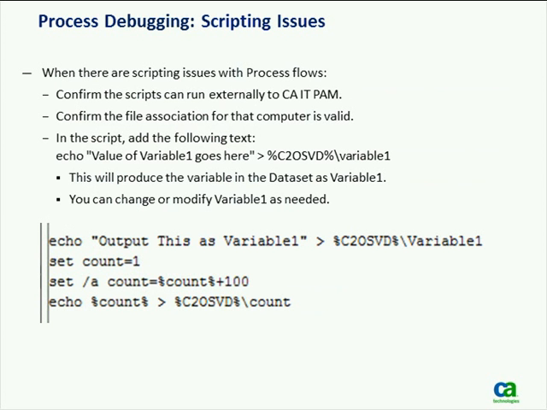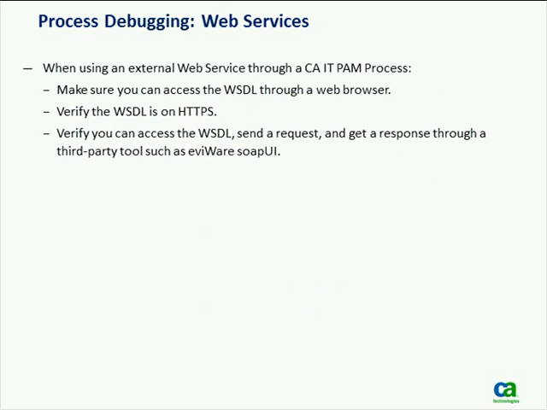In the script, you can add the following text: echo, value of variable, you can put the string that you want here, plus, and then you can put the environment variable, and you will output the result. This will put the variable in the database as variable 1, data set as variable 1. Note that you can change the variable. It's not very recommended. I prefer to change the variable in the process itself. You might get some errors, and it's not a very good debugging process.